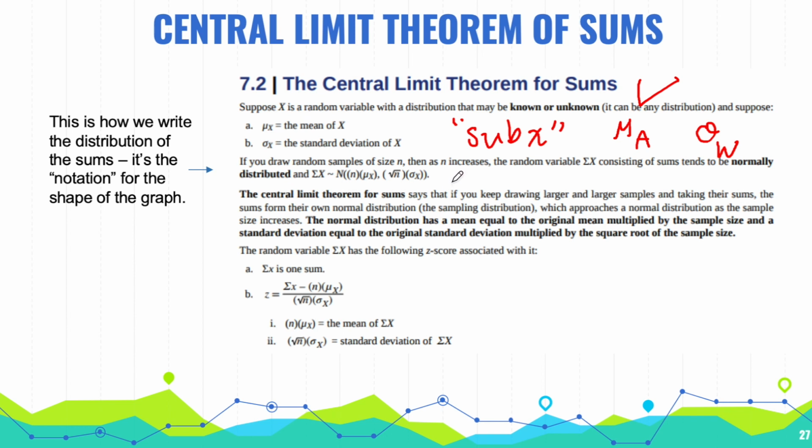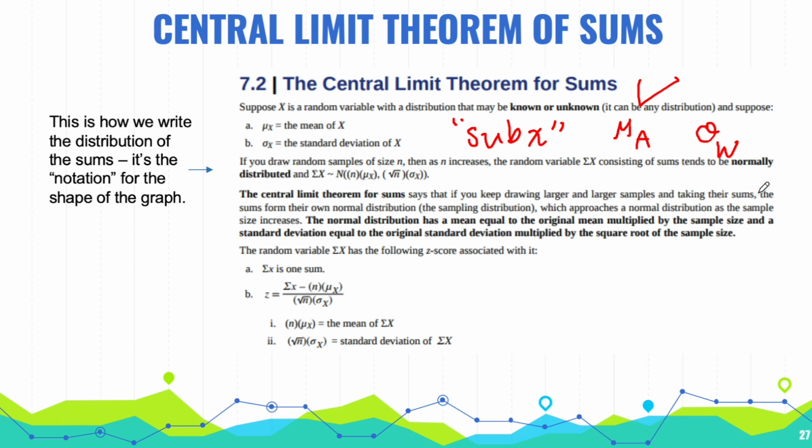If you draw random samples of size n, as n increases, as our sample sizes get larger and larger, the random variable designated as capital sigma x, or the sampling distribution of sums, tends to be normally distributed, and the sampling distribution of sums also approximates a normal curve, and the average and standard deviation are calculated as follows. Take the mu of the x distribution and multiply by the sample size. That will be the average of your sampling distribution of sums. If you want the standard deviation of the sampling distribution of the sums, take the original standard deviation of the x distribution and multiply it by the square root of n, the size of your sample.